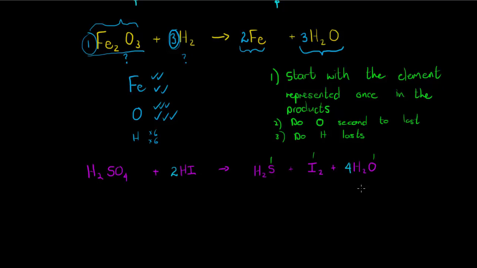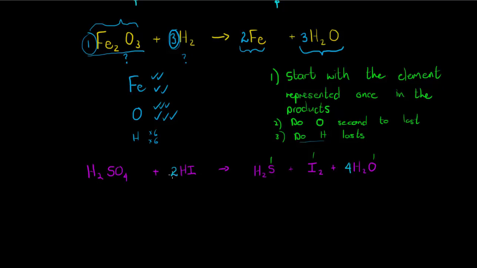Okay, so now notice that if I have to do the hydrogens last, I've got on the right hand side 2 plus 4 times 2 is 8, so I've got a total of 10 hydrogens on this side, and on the right hand side I've got 1, 2 plus 2, which means I've got a total of 4 on the left hand side.